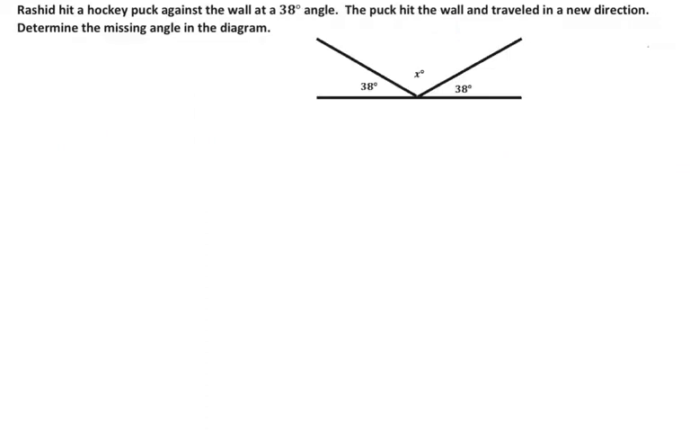Rashid hit a hockey puck against the wall at a 38-degree angle. The puck hit the wall and traveled in a new direction. Determine the missing angle in the diagram. So we can see that if all three of these angles are added up, we're going to get 180. So our equation can be 38 plus x plus 38 is equal to 180.